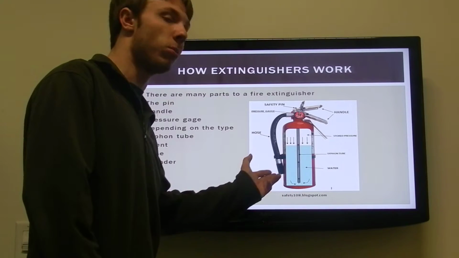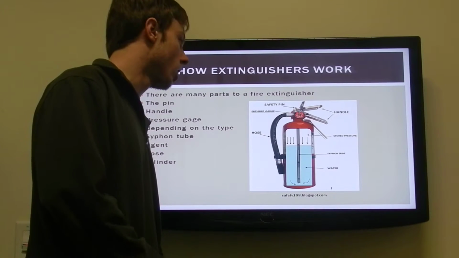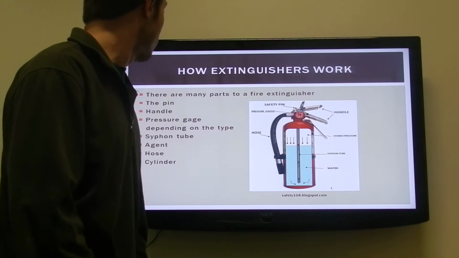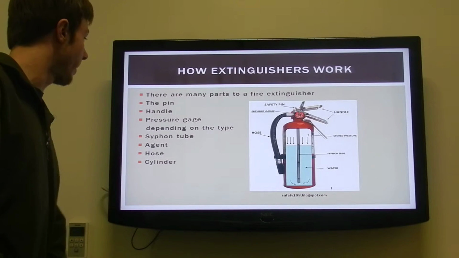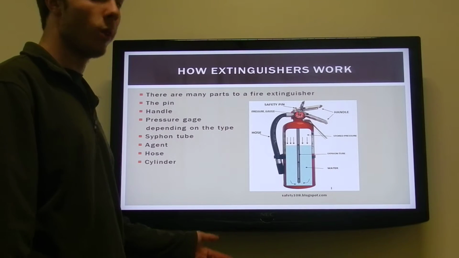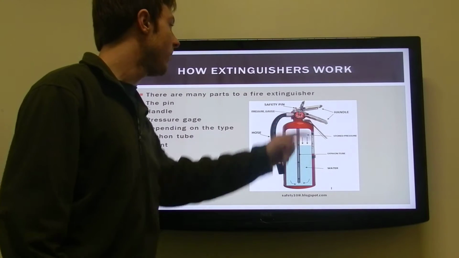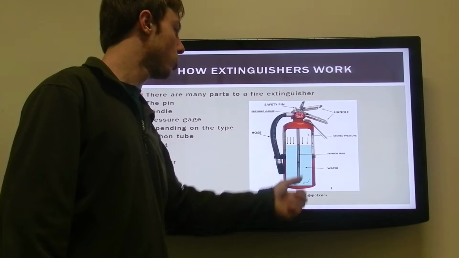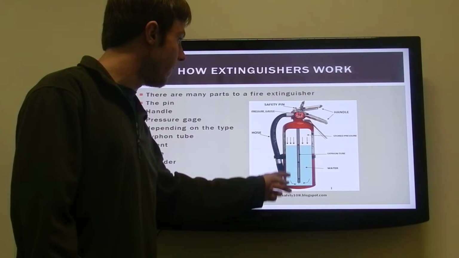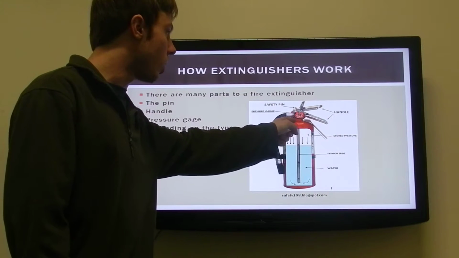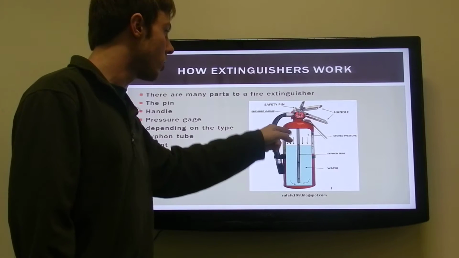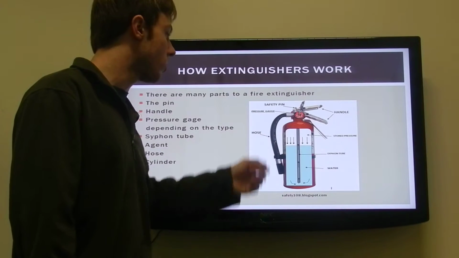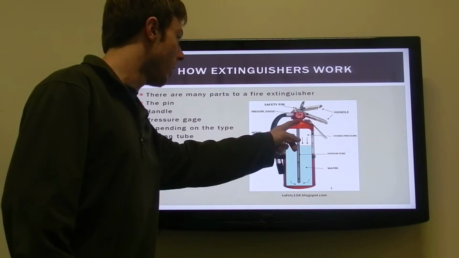Okay, and here's how a fire extinguisher works. This is an example of a stored pressure extinguisher, the most common, but there's many different parts in here, and I'm going to go over them. The safety pin, you pull the safety pin, and then the handle and the trigger, you squeeze the handle and trigger, which opens up a washer and a little gap so that the agent can come out.